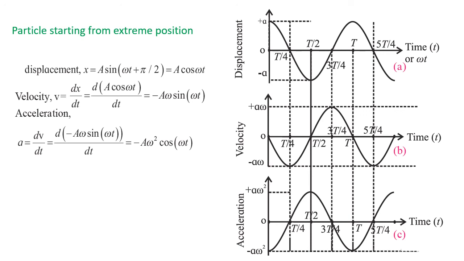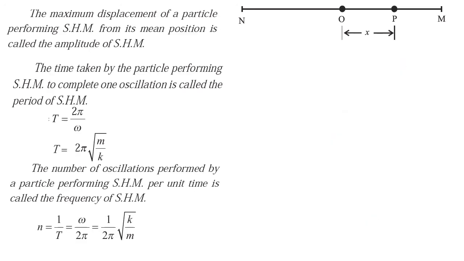Now before going to the energy of a particle performing SHM, we need to have a clear-cut idea about the amplitude. We have already discussed that amplitude is the maximum displacement of a particle performing SHM from its mean position. That is called amplitude. And the time taken by the particle performing SHM to complete one oscillation is known as the time period of SHM.